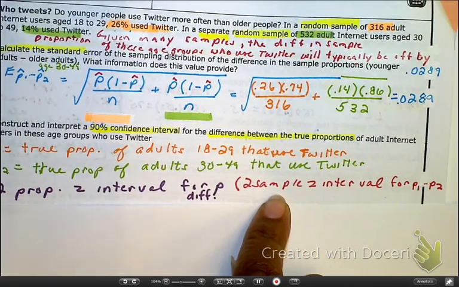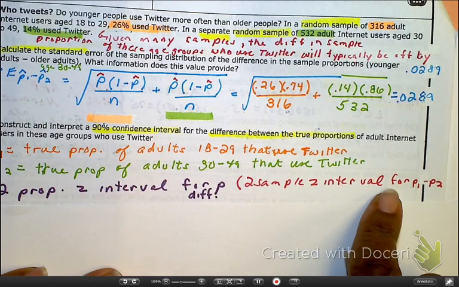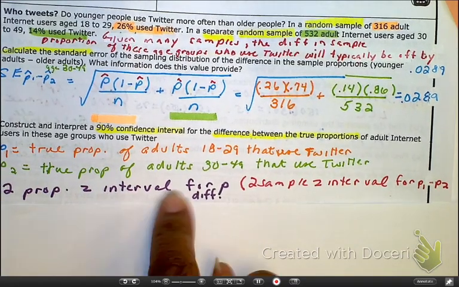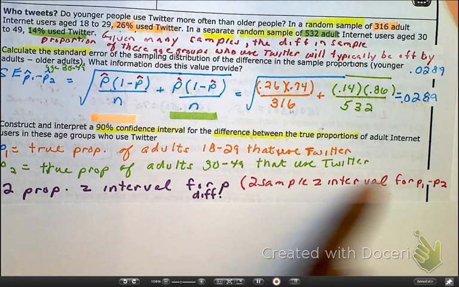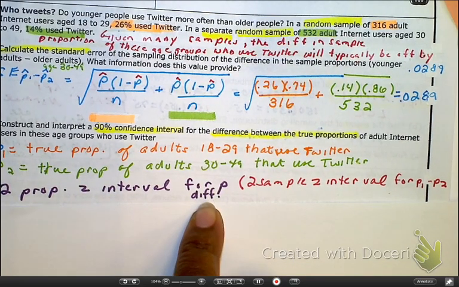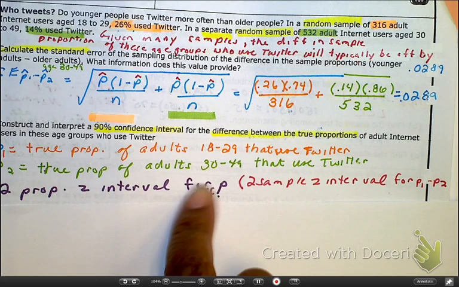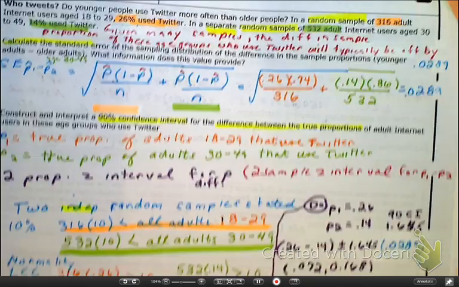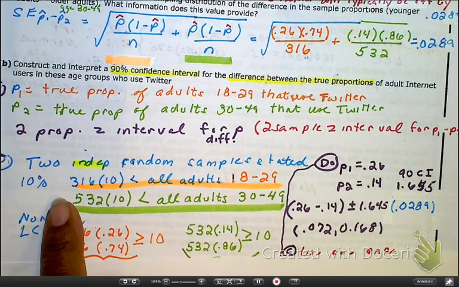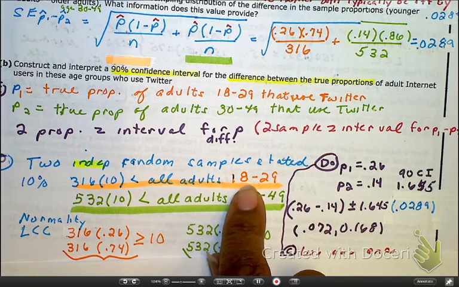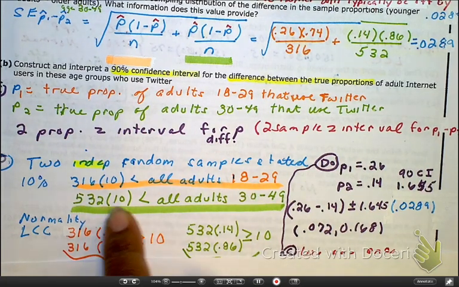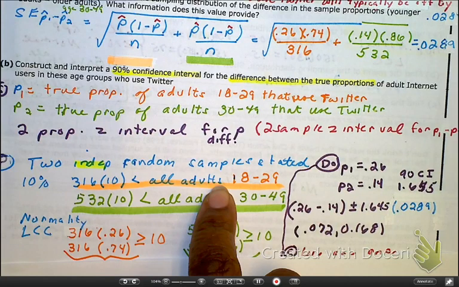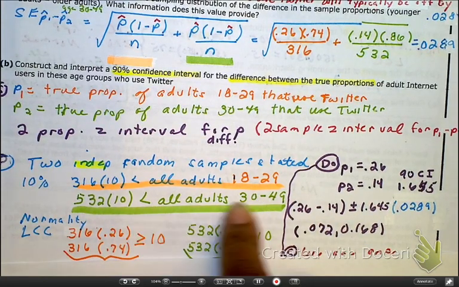But I kind of like this one, and I had already written it down, a two sample Z interval for P sub 1 minus P sub 2. So whichever one you want, just please remember, this one's in your calculator, so that's the beauty of it. This one's not, but you've got to say for P difference, otherwise you're going to be wrong. Or for P sub 1 minus P sub 2, something that implies that you know that it's the difference. Okay, our plan. Remember we've got two independent groups. So now we have the 10% rule for the adults of each age group. Yes, the sample size times 10 is less than all the adults of that age.